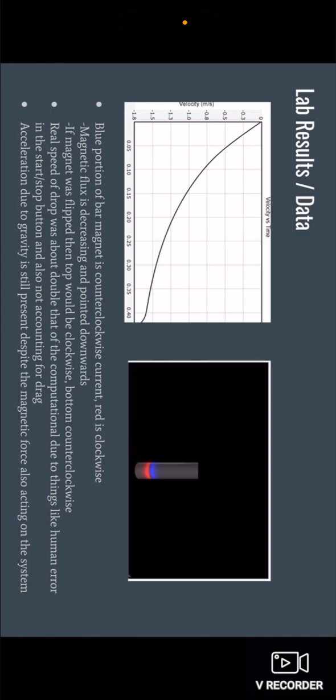The real speed of the drop was about double that of the computation, like we said earlier, and the primary reasons for this are that we could have failed at hitting the start and stop on the stopwatch when we needed to, and also not accounting for drag in the simulation. And then the graph to the left says that the acceleration due to gravity is still pretty present, despite the magnetic force also acting.